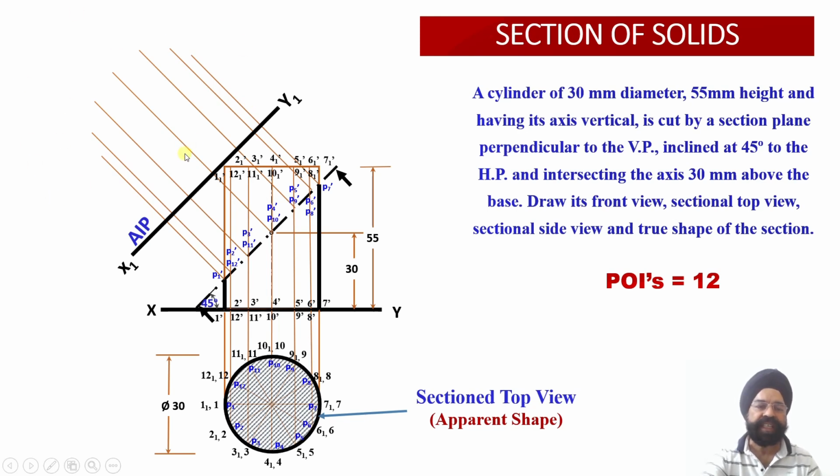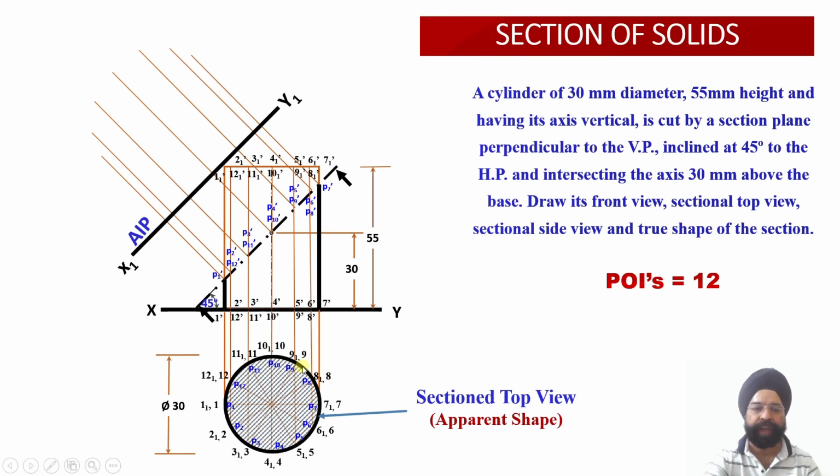And now you see, since this view is called auxiliary plan, we are required to draw the distances of all these points of intersections P1, P2, P3, P4, P5, P6, 7, 8, 9, 10, 11, 12 from the reference line. So we are going to measure the distance of these points of intersections from the XY reference line, and on the corresponding locus line we will be transferring this distance in front of the auxiliary plane, that is AIP.